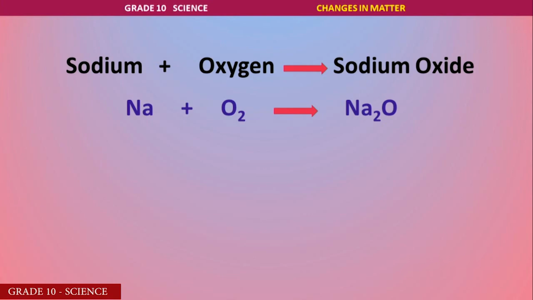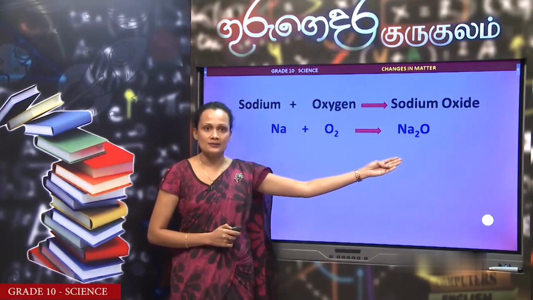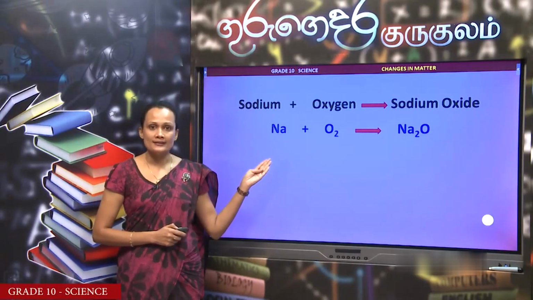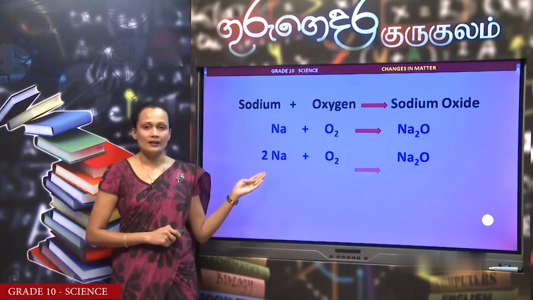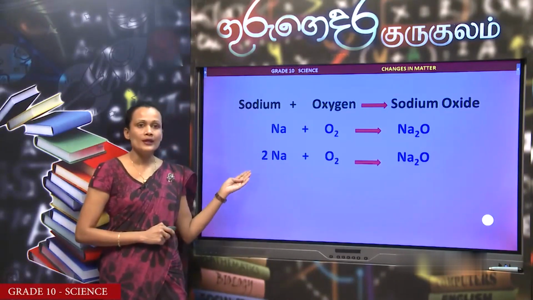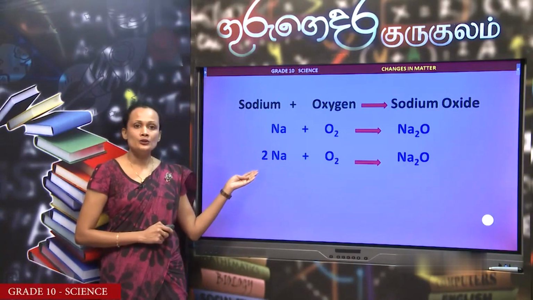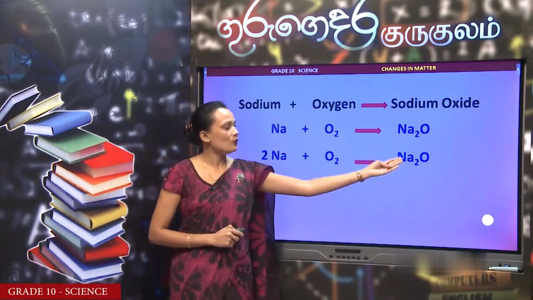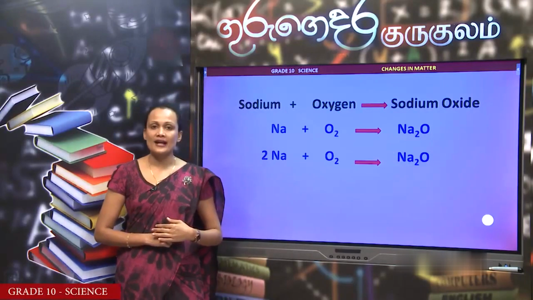Here 1 sodium atom. Here 2 sodium atoms. It is not balanced. That's why I am going to balance the sodium atom first. For that, I put 2 in front of sodium. Then there are 2 sodium atoms as reactants, and in the product also 2 sodium atoms. That means sodium atoms are balanced.